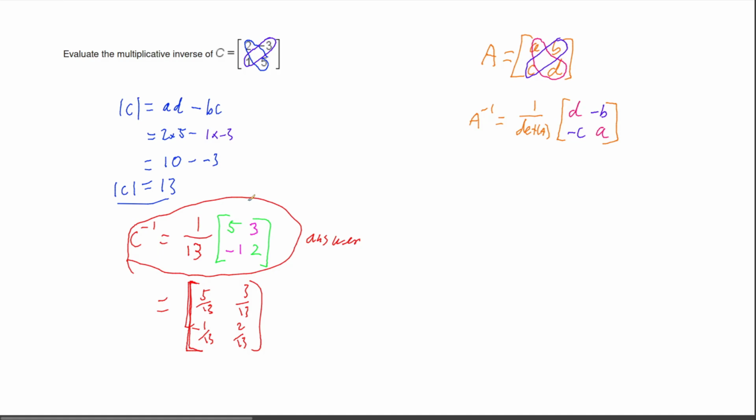So there we go. To calculate the multiplicative inverse of a matrix, first calculate its determinant, and then write it in this form where we have 1 over the determinant times the adjoint matrix, which is: swap the items on the leading diagonal and make the items on the other diagonal negative to what they already are.